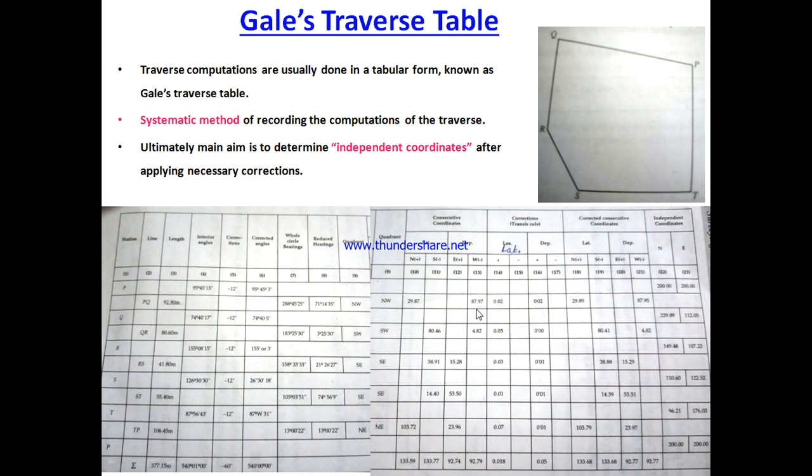Therefore 87.97 upon the sum of these two values, multiplied by closing error, which is again 0.187, that is under root of L square plus D square. In this manner we will calculate all the corrections for the departure values.